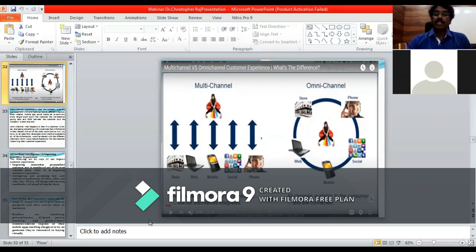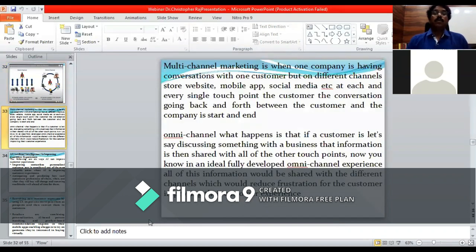But in omni-channel, what happens is that if a consumer is, let's say, discussing something with a business, that information is then shared to all the other touch points. In an ideal, fully developed omni-channel experience, all of this information will be shared with the different channels and would reduce frustration for customers, improving their consumer experience.